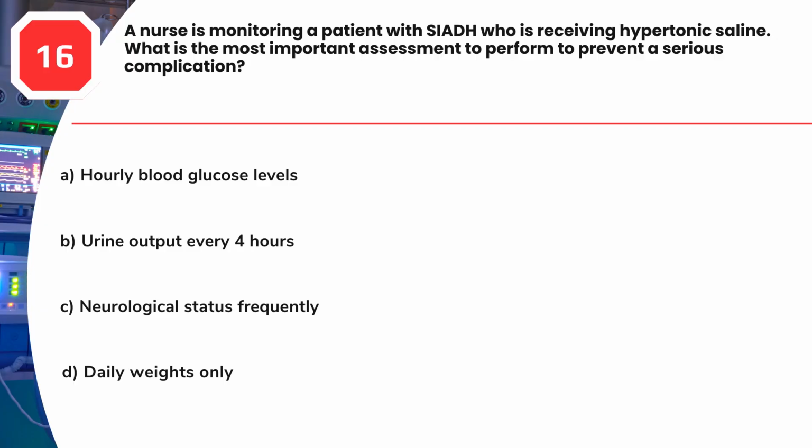Question 16. A nurse is monitoring a patient with SIAD who is receiving hypertonic saline. What is the most important assessment to perform to prevent a serious complication? A. Hourly blood glucose levels. B. Urine output every 4 hours. C. Neurological status frequently. D. Daily weights only.